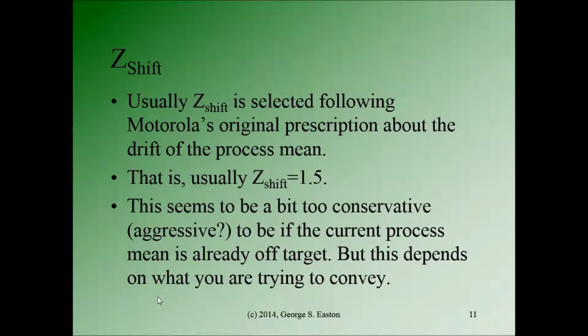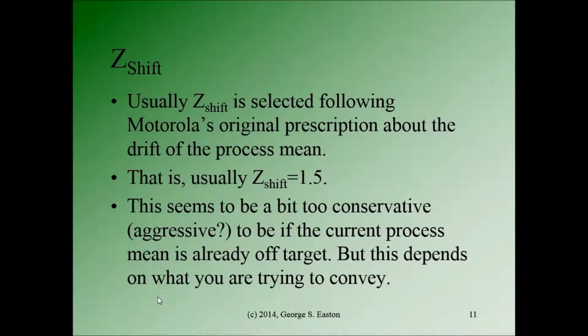So how do you usually select Z shift? Well, pretty much everybody defines Z shift in the same way that Motorola originally did, and that is that they take the Z shift to be 1.5. So usually the Z long term is the Z short term minus 1.5. Now this may seem a little bit too conservative, at least it does to me, because if your current process mean is already off target, you don't really anticipate that it's going to go further than 1.5 standard deviations away from the process target. And so to allow it to shift another 1.5 standard deviations may actually be too much.